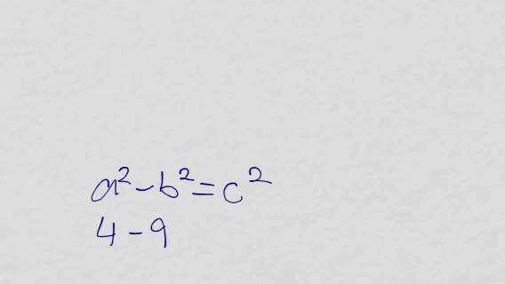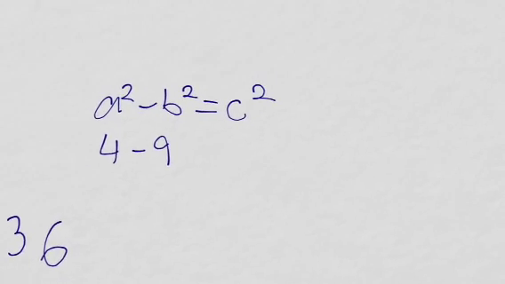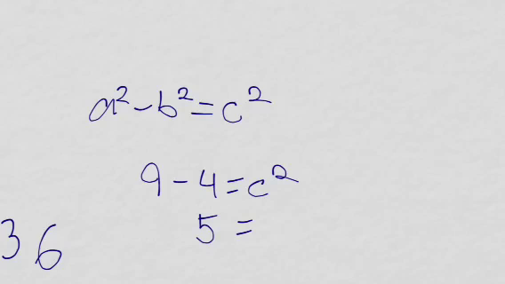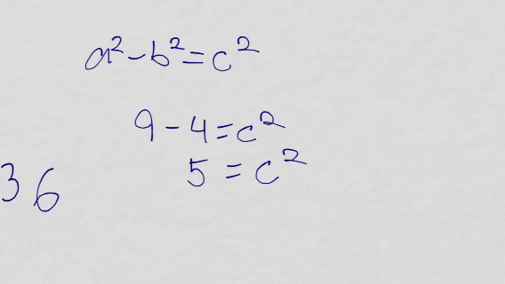I apologize, we're actually going to switch this around because we want a squared to be bigger than b squared, so we're just going to do b squared minus a squared because we are just actually trying to find the difference between the two. So I'll get rid of that, and we'll do 9 minus 4 equals c squared, so that'll be 5 equals c squared, and c equals square root of 5.